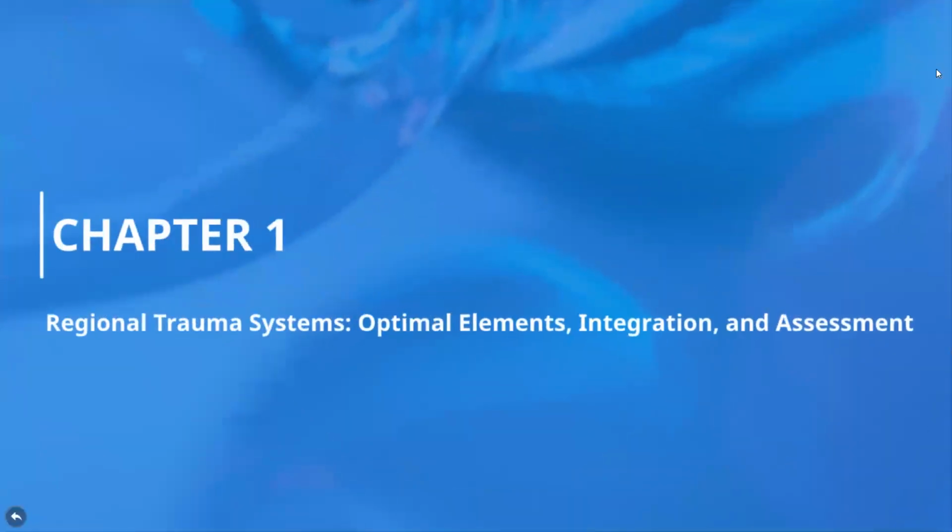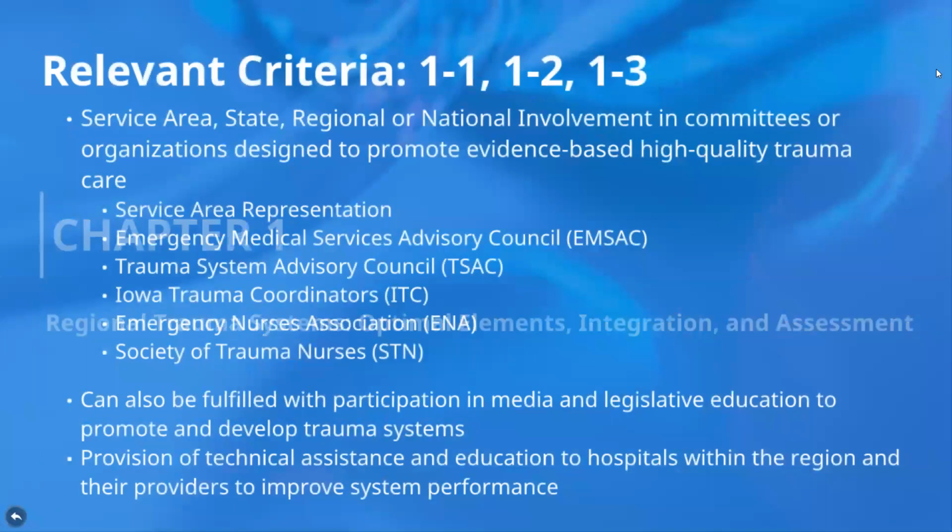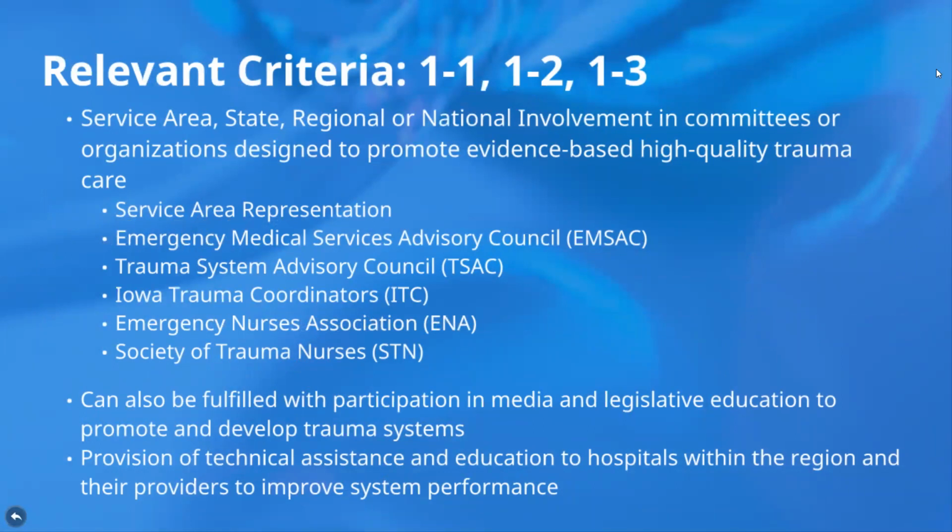We'll start with chapter 1, Regional Trauma Systems, Optimal Elements, Integration, and Assessment. So these criteria outline participation in service area, state, regional, or national committees and organizations designed to promote evidence-based, high-quality trauma care.